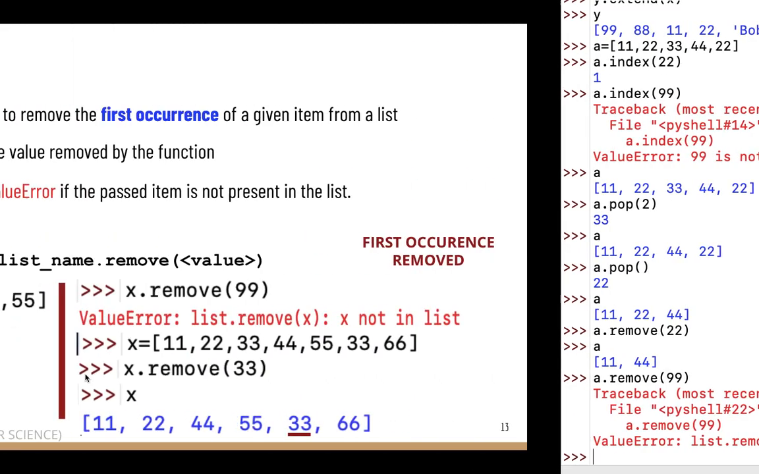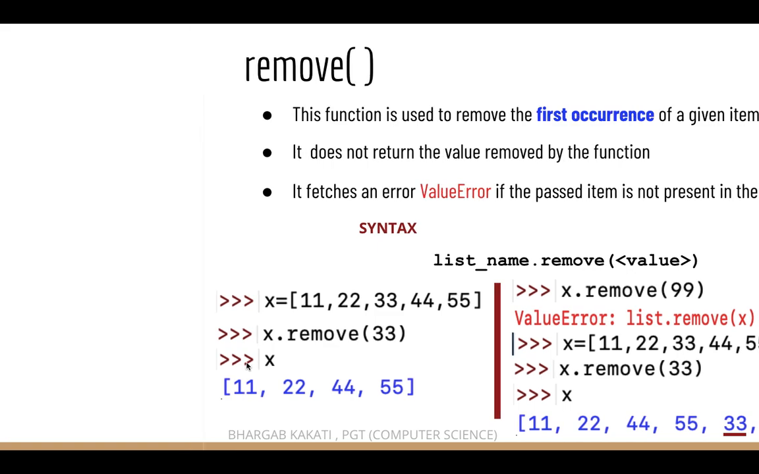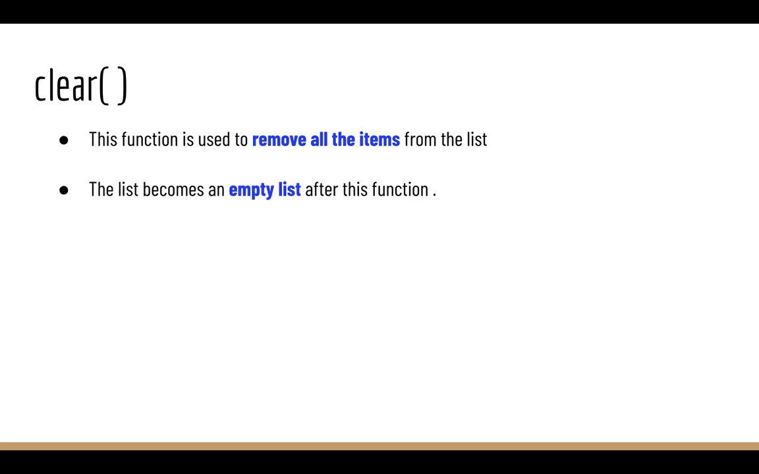Let's move ahead and continue with our next function, which is the clear function. What does this function do? This function is used to remove all the items from the list. If I want to simply clear the list, like removing all the items from the list, I'll take the help of the clear function. The list becomes an empty list after this function. After using it, nothing will be present in the list. This function does not return any value. It will not return any value to the user.